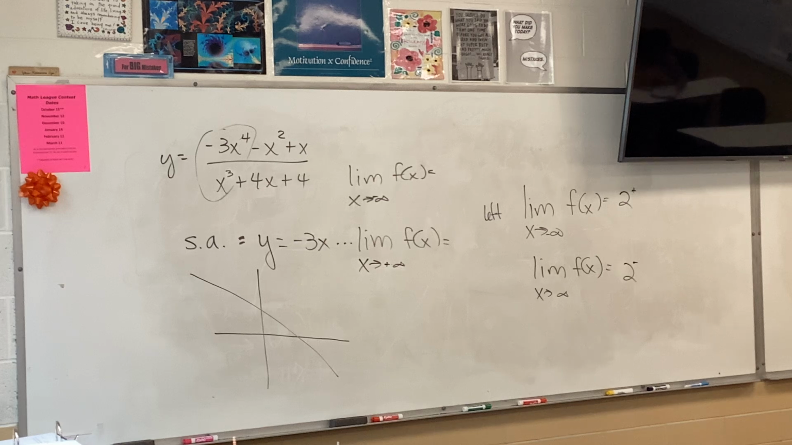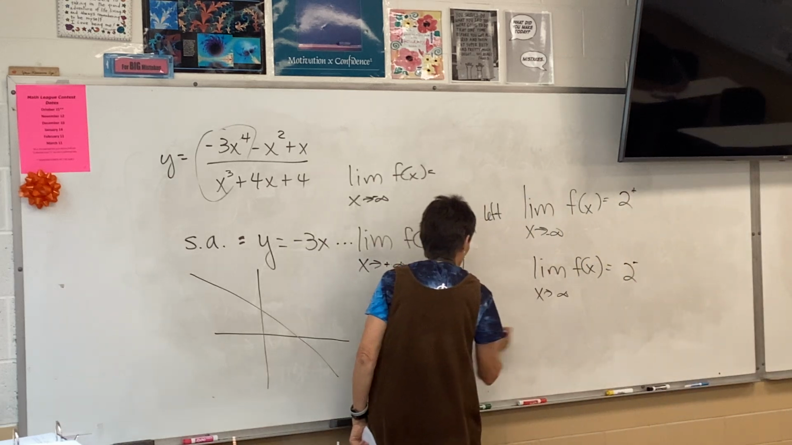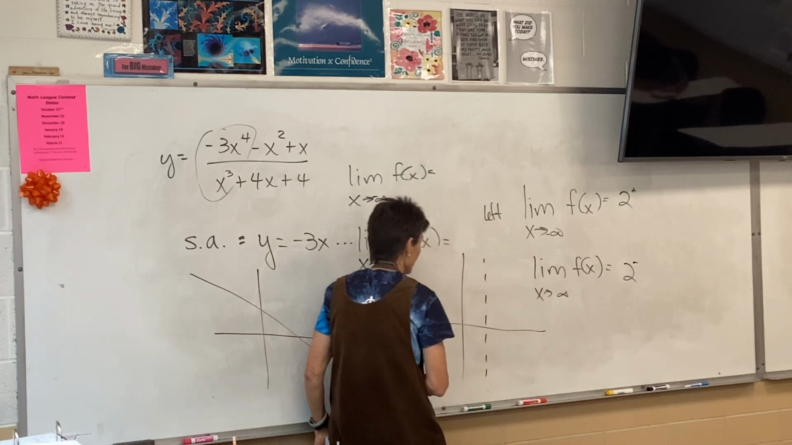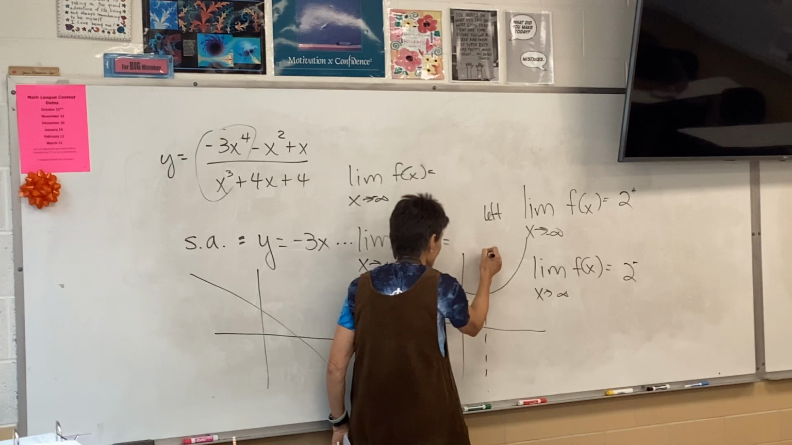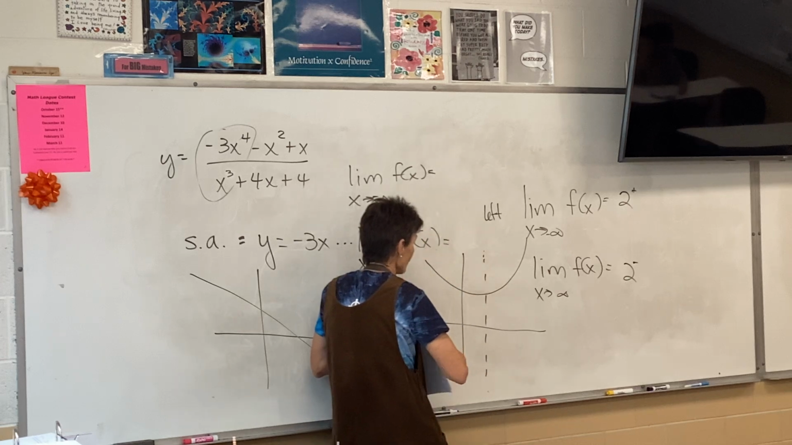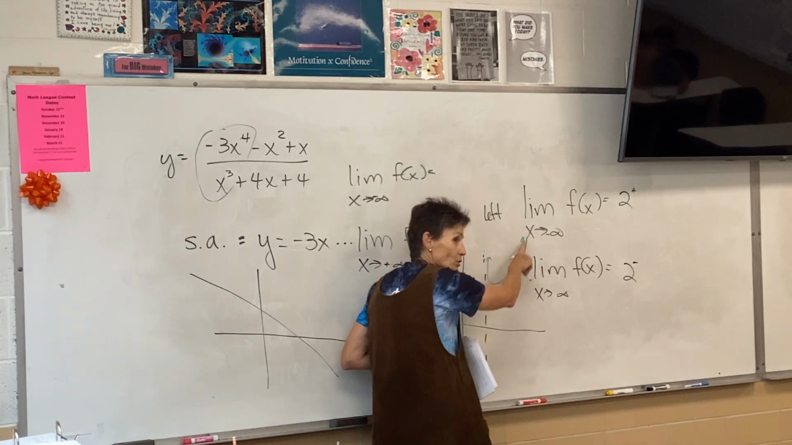Yep. So what could happen is, let's say we got a vertical here, and then we have this kind of parabola being our slant asymptote, then the curve might do something like this. It would approach that parabola.